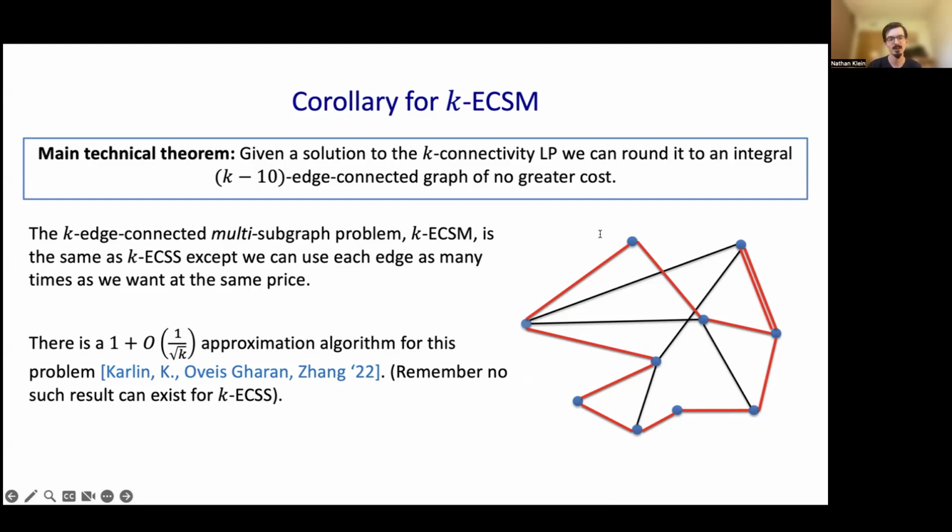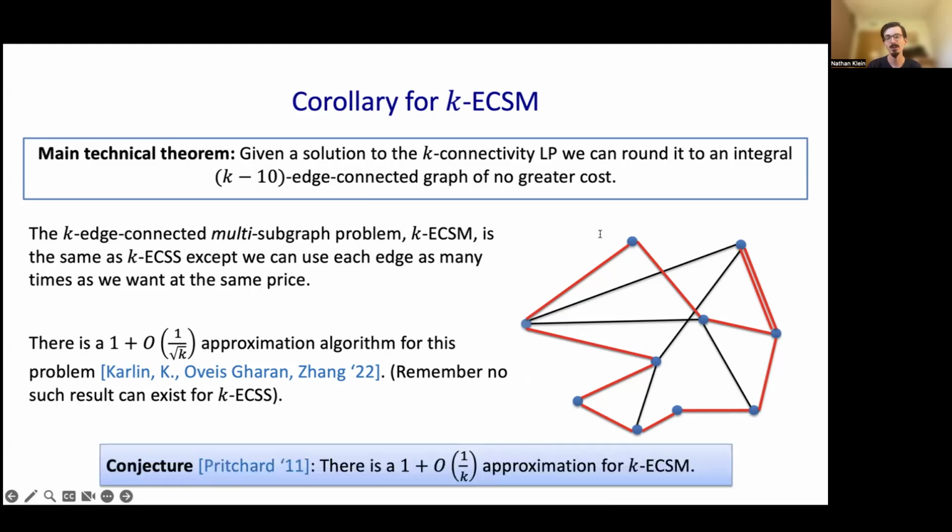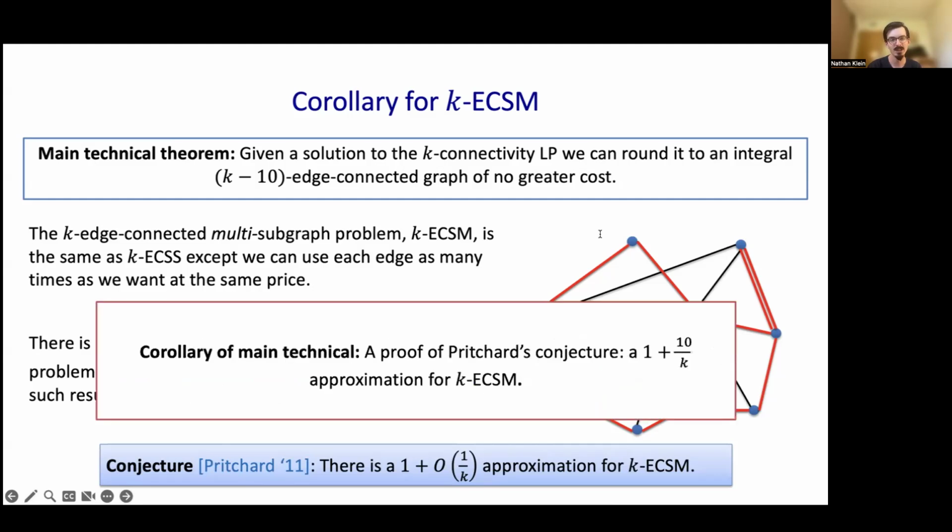This approximation algorithm with ratio 1 plus order 1 over square root k was motivated by a conjecture of Pritchard that there's a 1 plus order 1 over k approximation. And it turns out that our main technical theorem immediately proves this conjecture. So why is this the case?